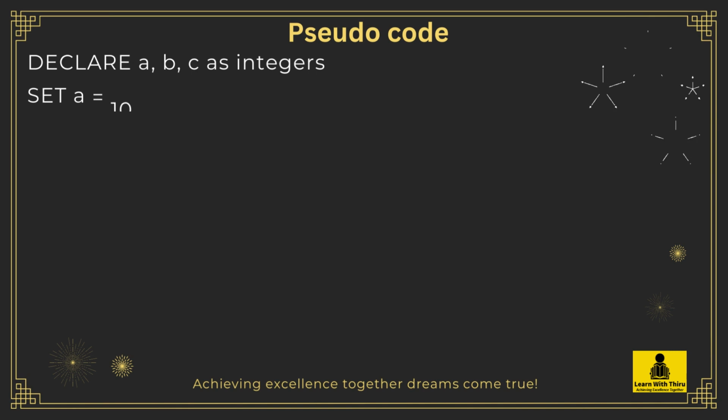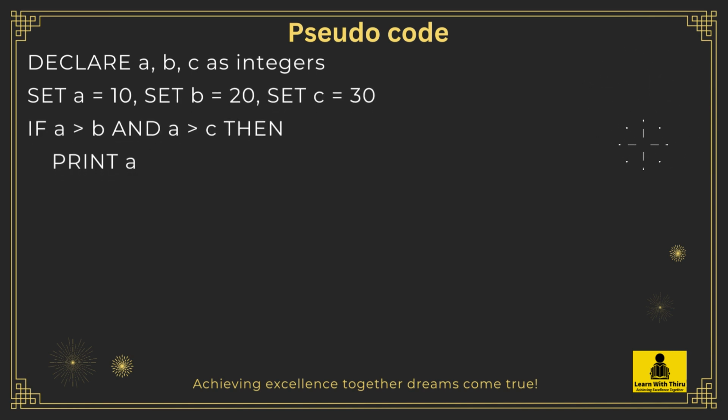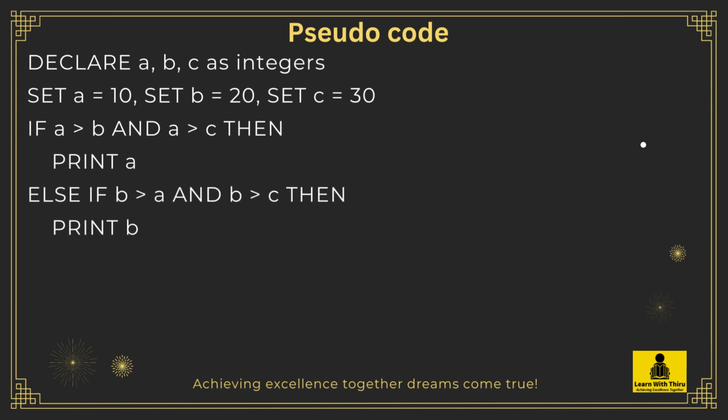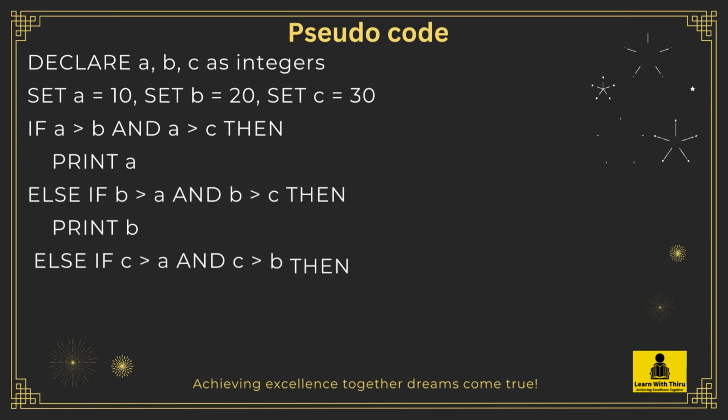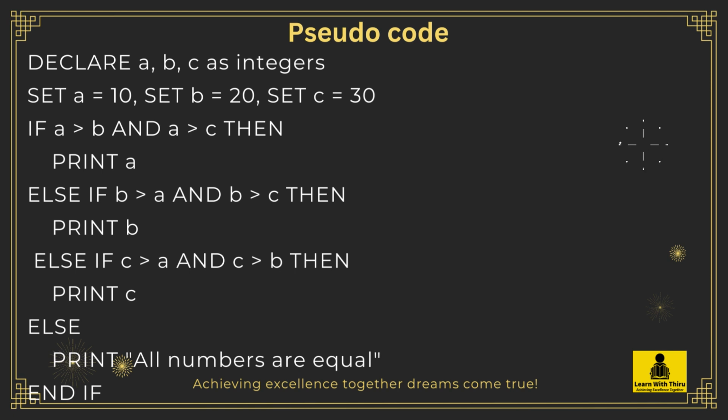Pseudocode. Declare a, b, c as integers. Set a equals 10. Set b equals 20. Set c equals 30. If a greater than b and a greater than c, then print a.